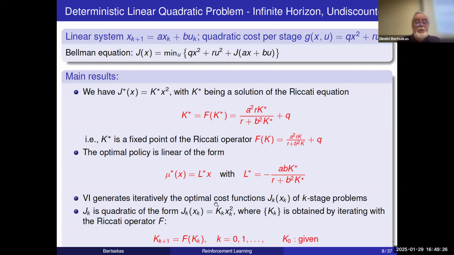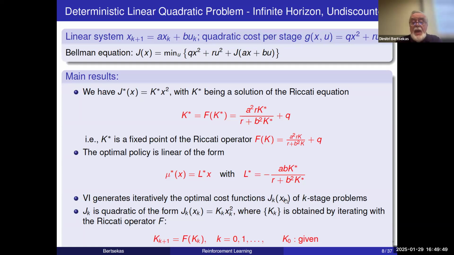Value iteration generates a sequence of optimal cost functions of finite horizon problems, K-stage problems. And as the horizon goes to infinity, you would expect that these J_K's would converge to J star, the infinite horizon cost. And indeed, you can prove that this is so in this particular case.